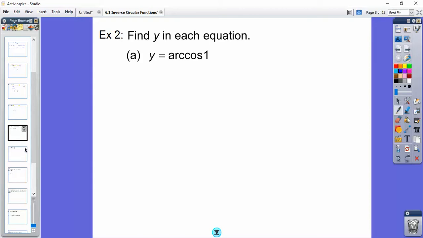Let's look at some more. This time I'm talking about cosine inverse. Cosine inverse is 1 or 2. This is a +1, so you pick the positive quadrant.